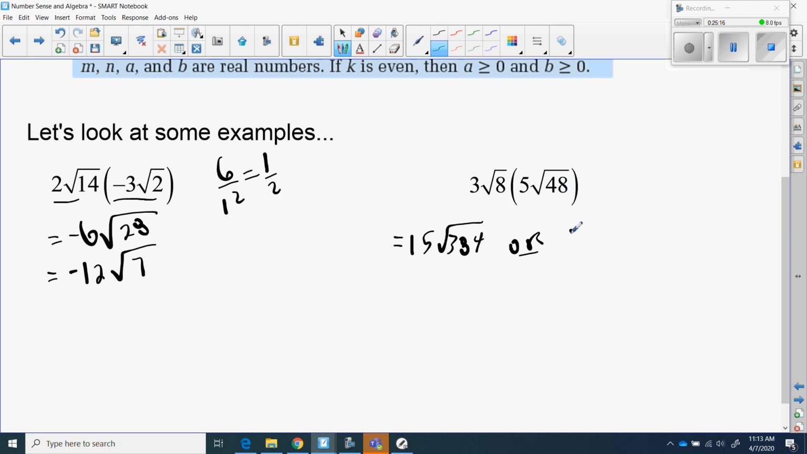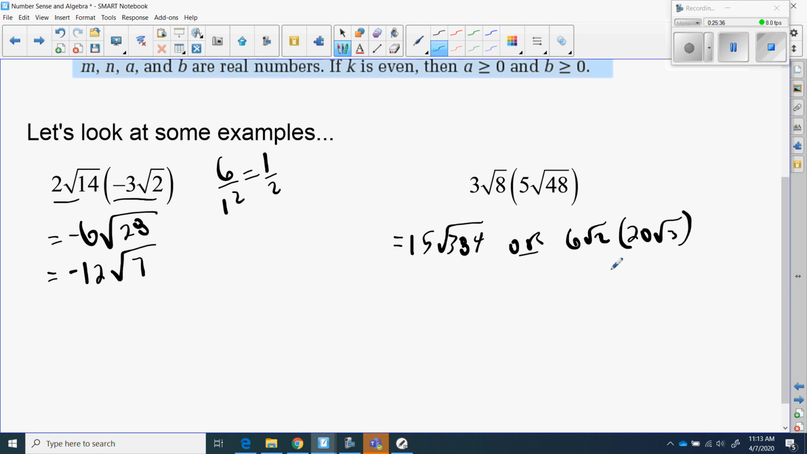So the square root of 8 is the square root of 4 times 2. The square root of 4 is 2. Multiply that by the 3, and you'll get 6 radical 2. That's the reduced version of this one. 48 is 16 times 3. The square root of 16 is 4. Multiplied by the 5, you're going to get 20 radical 3.